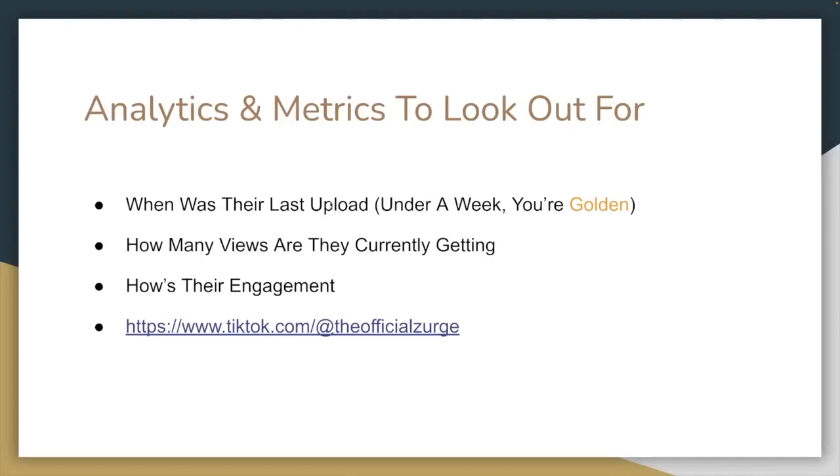Now that you guys know the different tools and methods that we use to find winning products, I want to go over some analytics and metrics that you guys always want to look out for when searching for products on TikTok. So you want to look for the date that they uploaded their last video. For example, when was their most recent upload? Was it uploaded in under a week? Was it uploaded a day ago, 2 days ago?